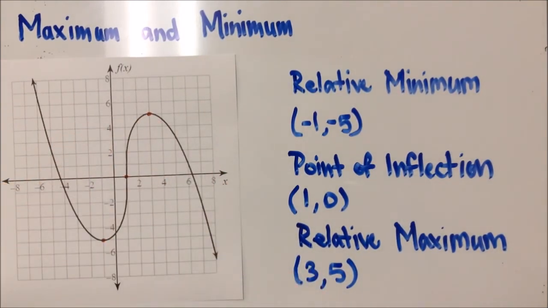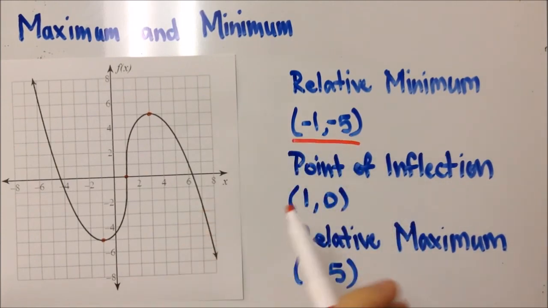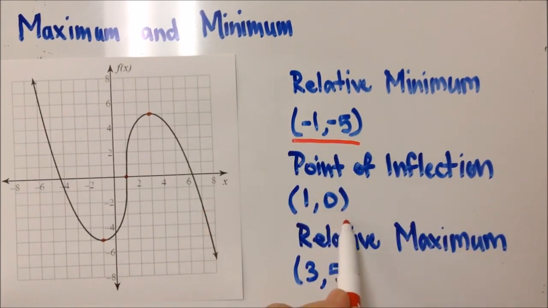So in this graph, you have a relative minimum at -1, -5. You have a point of inflection at 1, 0. And you have a relative maximum at 3, 5. Just like before, sometimes you might use all of them, or sometimes you only use certain components of maximum and minimum. In this example, we have relative minimum, point of inflection, and relative maximum. In the last example, you had absolute maximum and a relative minimum.